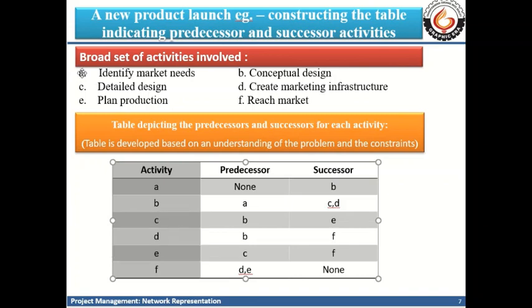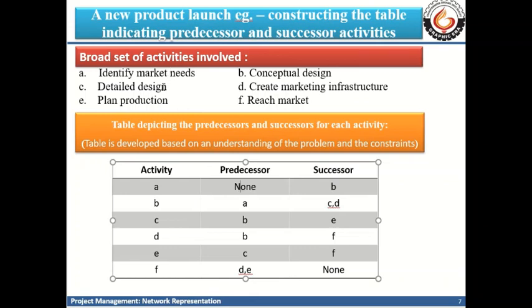So each of these activities are listed above and then down in the form of a table, and any activity which precedes a particular activity, that is called its predecessor, while an activity that follows an activity is called its successor. So as I said, the first step is identification of market needs. It doesn't have any predecessor, so we write down none over here.